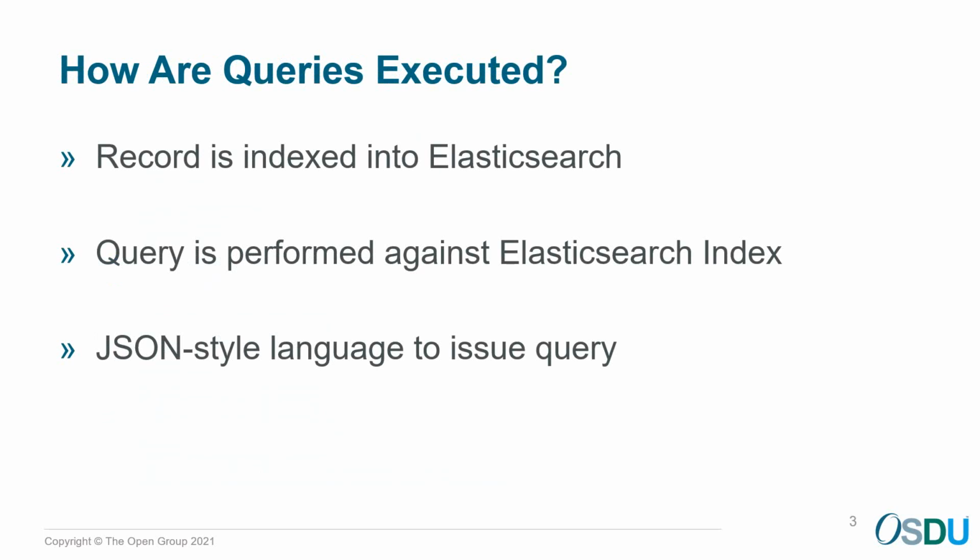Now, I would like to say a few words about what is under the hood. After a record is uploaded, the indexer service reads the record data and its schema to properly index into Elasticsearch. So every record in the system has an associated document in an Elasticsearch index. Queries are performed against the Elasticsearch index. To issue a query, we use a JSON-style domain-specific language, and I will give you examples of query syntax.